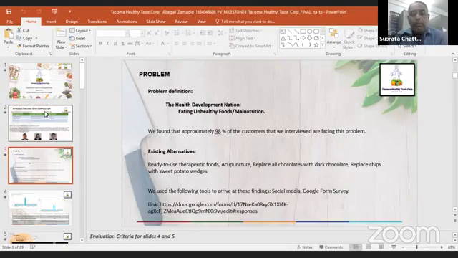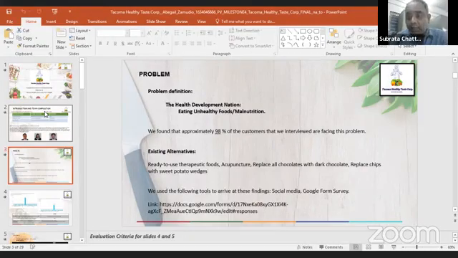So first of all, they have come up with the problem. What is the problem? The problem is the health of the nation and eating unhealthy foods, junk foods, malnutrition. That is the problem that they want to address. So they have found out that around 98% of the customers that they have interviewed are facing this problem.